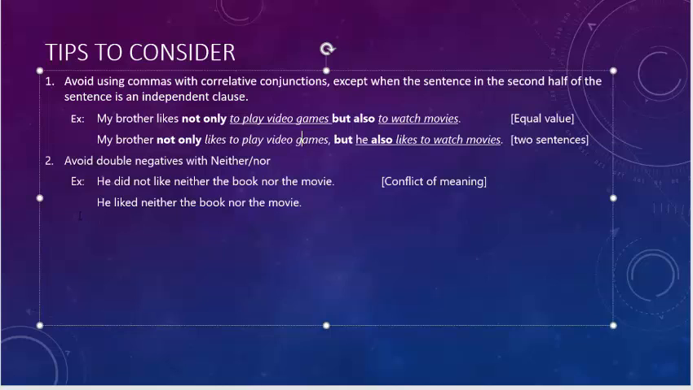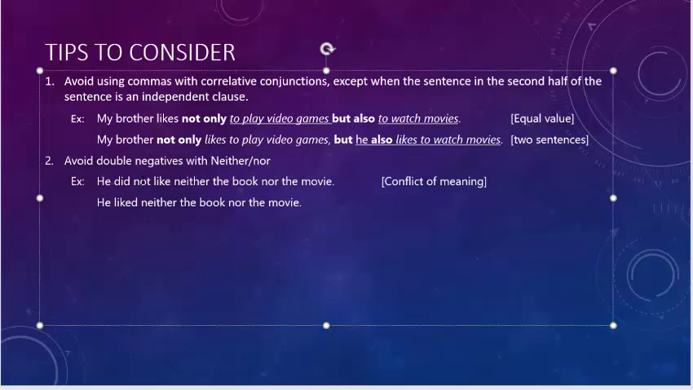Another tip is that we have to avoid double negatives while using "neither...nor." If we use another negative auxiliary verb or another negative form in a sentence where "neither...nor" is used, it creates a conflict of meaning. Let's come to this example to make it clearer: He did not like neither the book nor the movie. Here are two negatives. "Did not" is one, and "neither...nor" makes the sentence negative as well. So we have two negative forms in the same sentence.